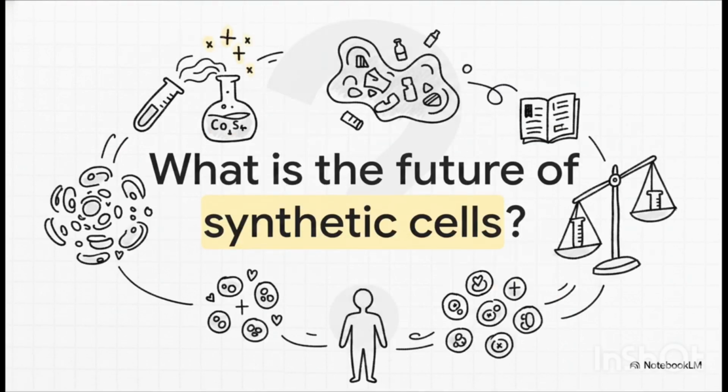Which leaves us with a pretty massive, provocative question from the text to wrap up this explainer. As we get better at building the code of a cell from non-living chemicals, what is the future of synthetic cells? I mean, could we custom build cells to eat up pollution or cure genetic diseases? And if we're creating life from scratch in a test tube, what kind of ethical guardrails do we need to set up as a society? It's a heavy conversation, and it totally proves that the microscopic world of the cell is still one of the most exciting frontiers out there.